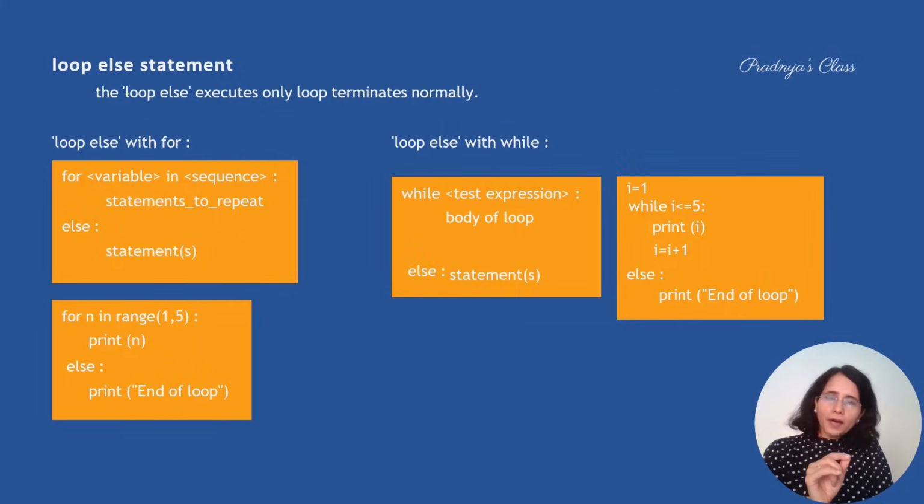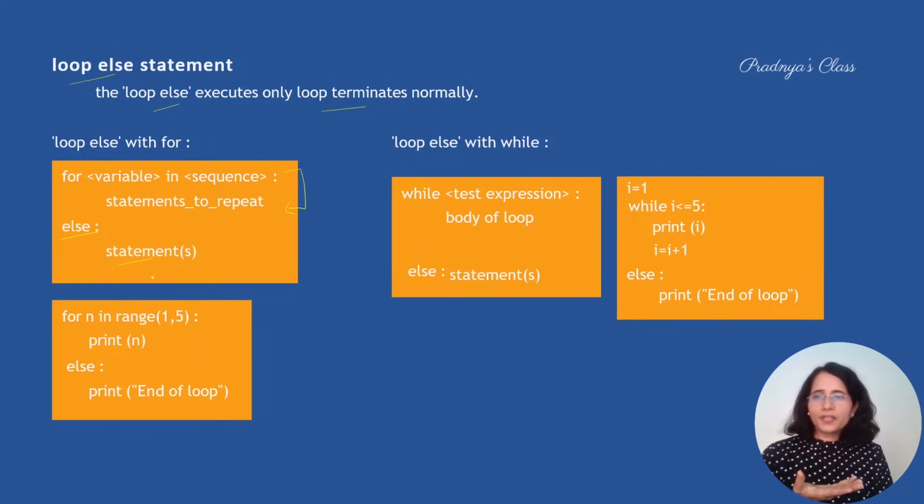There is one more part of the loop, that is loop else. The loop else part executes only if loop terminates normally. If we are using any jump statement in the loop such as break and continue, else part will not get executed. So let's check out the syntax of loop else. This for loop syntax is same. The additional part is else part here. So we have to write this keyword else and then the statements. It can be single or multiple statements also.